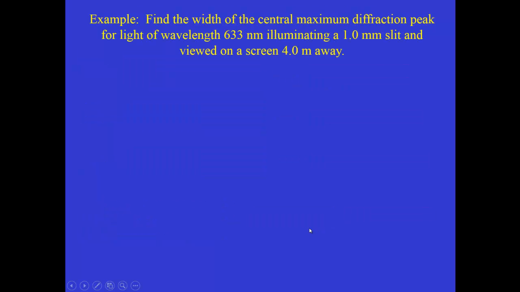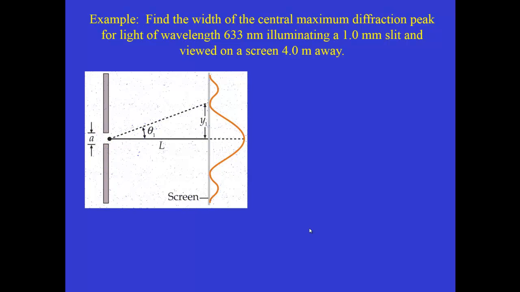So let's do a quick example just to show how this works. Find the width of the central maximum diffraction peak for light of wavelength 633 nanometers illuminating a 1 millimeter slit on a screen 4 meters away. So always have to draw a sketch to illustrate this. We've got the single slit. There is a point on the screen over here. The screen is a distance L away.